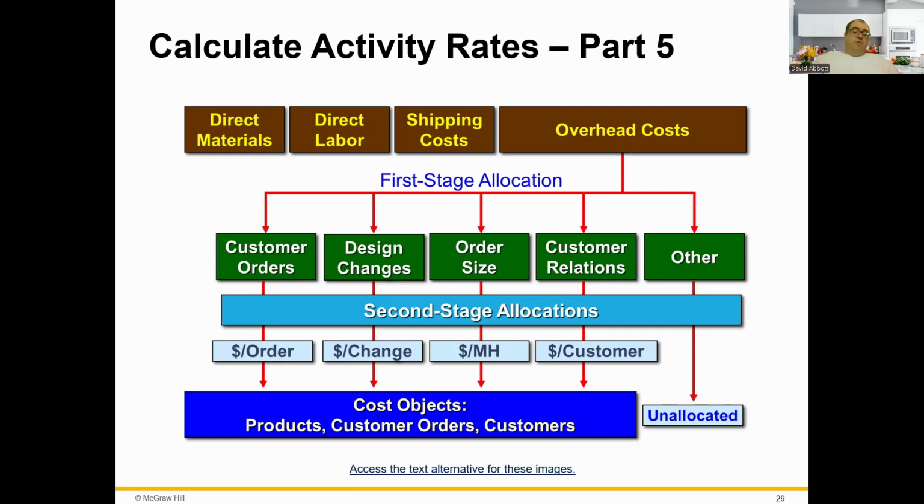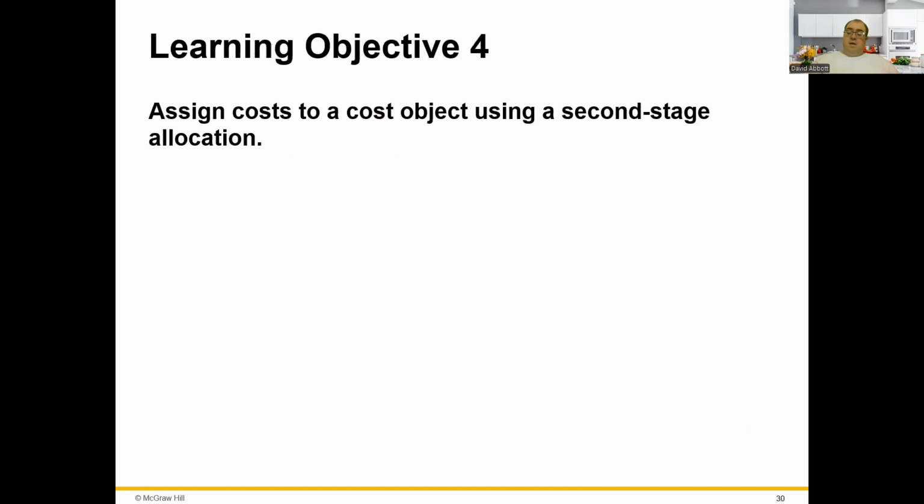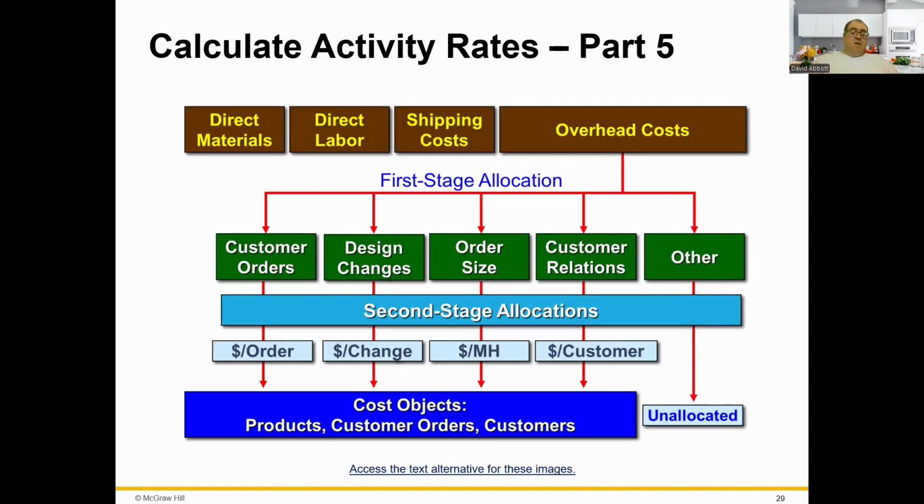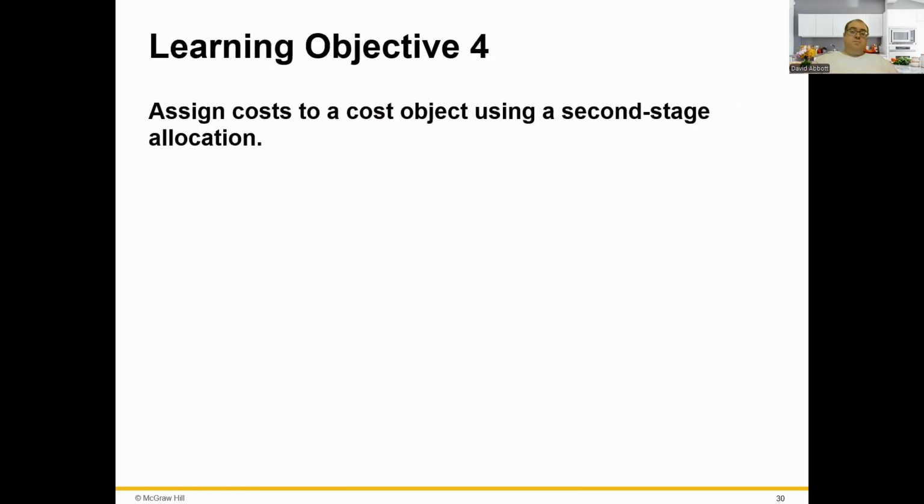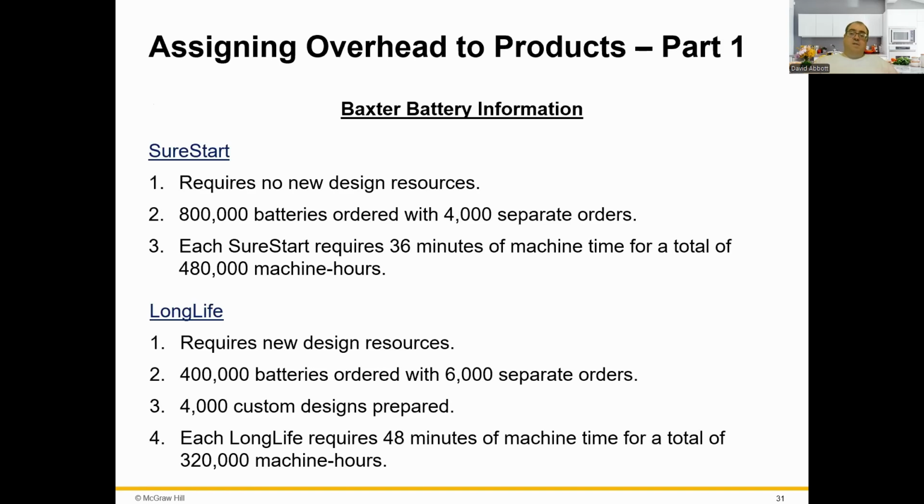And then in step 4, we would assign overhead costs to cost objects. This is called the second stage allocation. And now we'll go ahead and work on that, the second stage allocation. So assigning overhead to products.